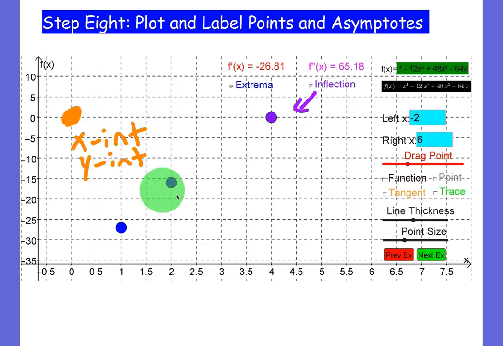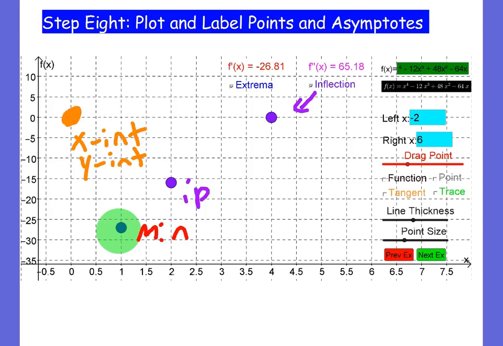We found an inflection point at 2, negative 16, right here. Again, that's also an inflection point. If you want to label these, you could just use IP for short for inflection point. And over here, at 1, negative 27, we have a relative minimum. So you could just label this as a min.